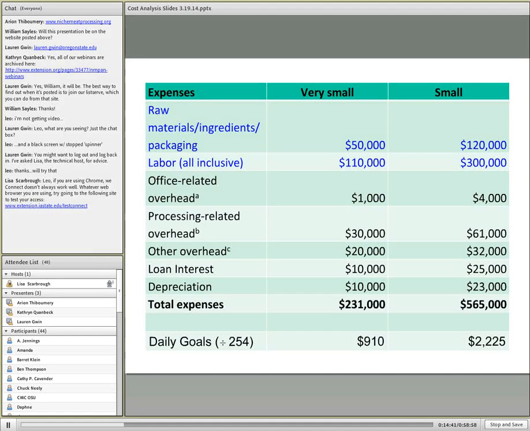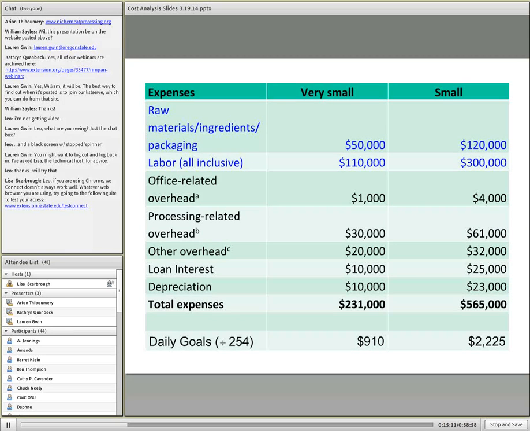So if we take all the expenses, this is data from a report that Lauren and I put together. These are average costs based on more than a handful of businesses whose finances we looked through: the average cost to run a small processing plant. Very small is less than 10 employees. Small is probably less than 20 in this circumstance.